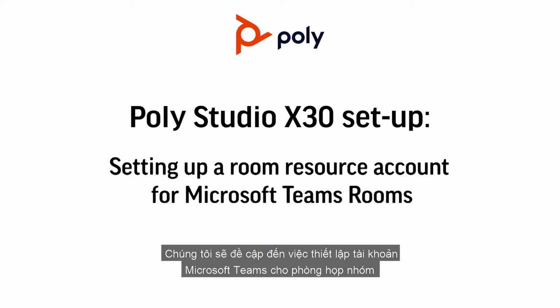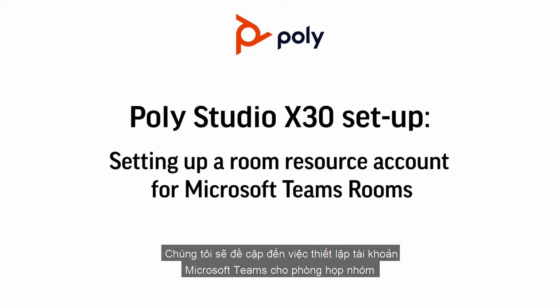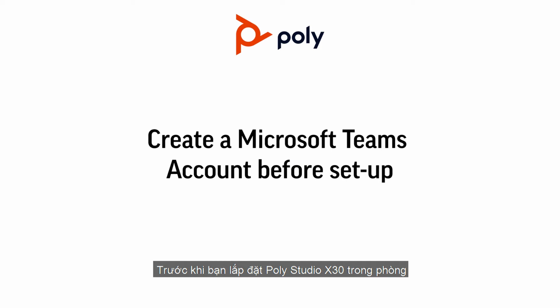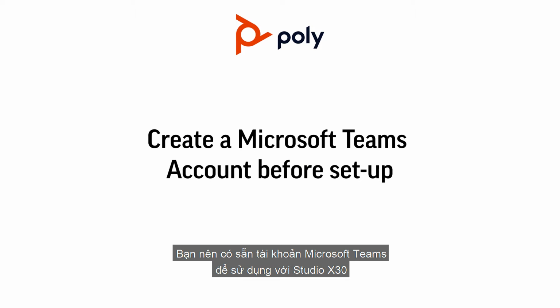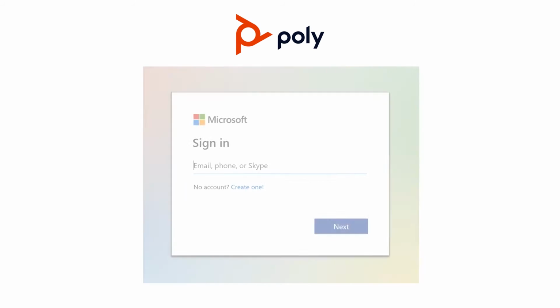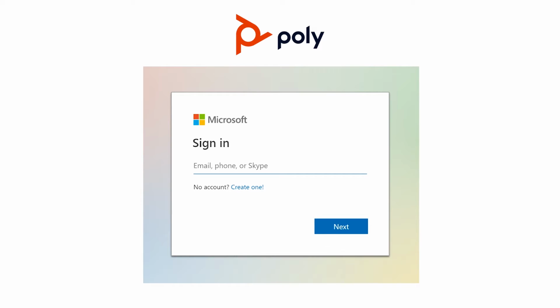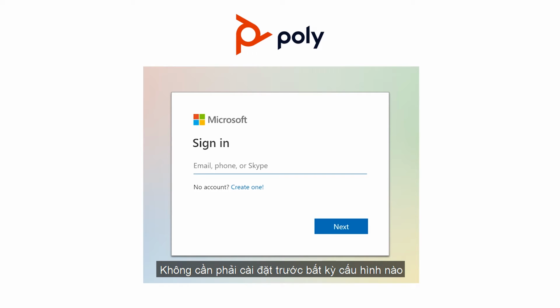In this section, we'll cover setting up a room resource account for Microsoft Teams rooms. Before you set up a Polystudio X30 in a room, you should have a Microsoft Teams account ready to use for the Studio X30 system. You may sign into the system using a personal user account for use in an executive office, for example. In this case, there's no need to configure anything in advance, so skip to the next section.